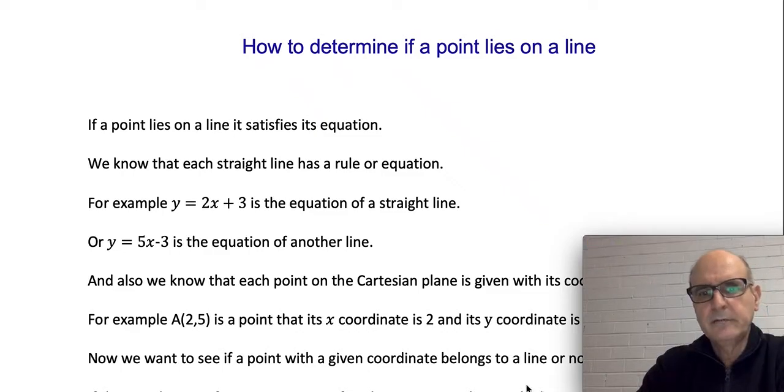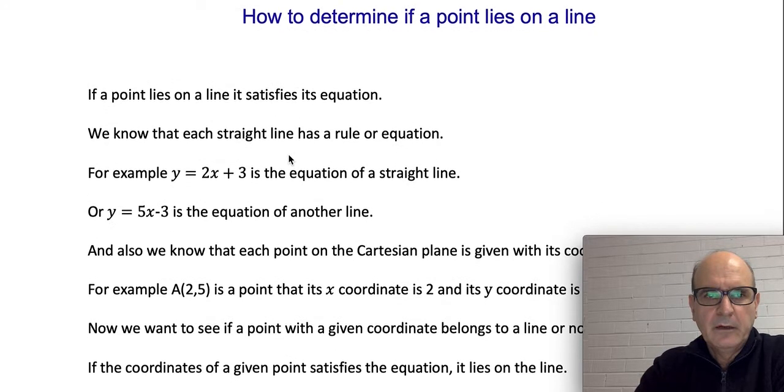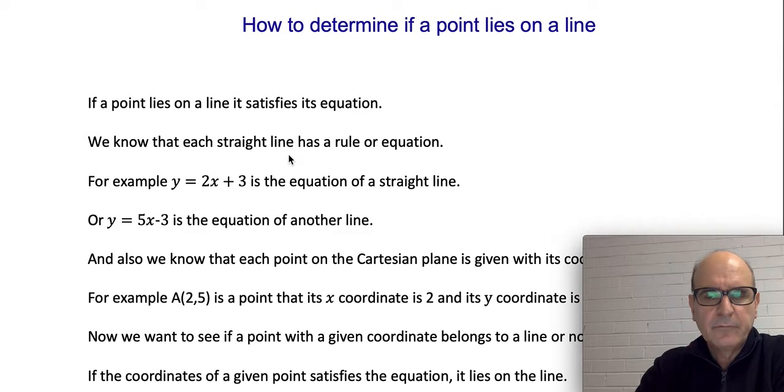In this lesson, we want to see how we can determine if a given point lies on a given line or not. So we want to see if the point belongs to the line or does not belong to the line. Basically, a point will lie on a straight line if it satisfies its equation. All right, let's look at it with more detail.